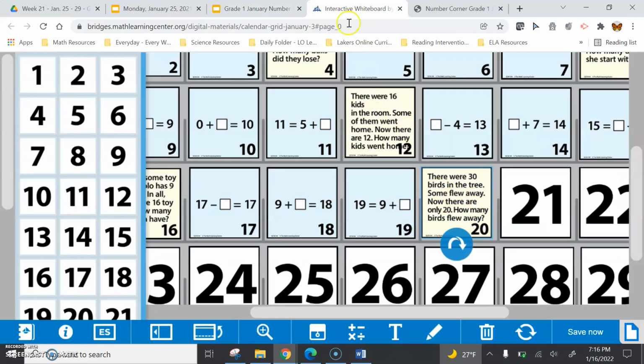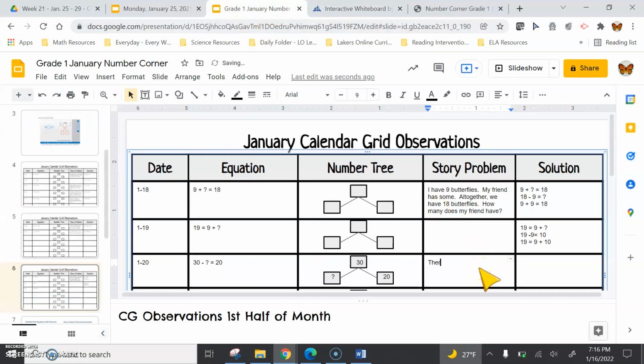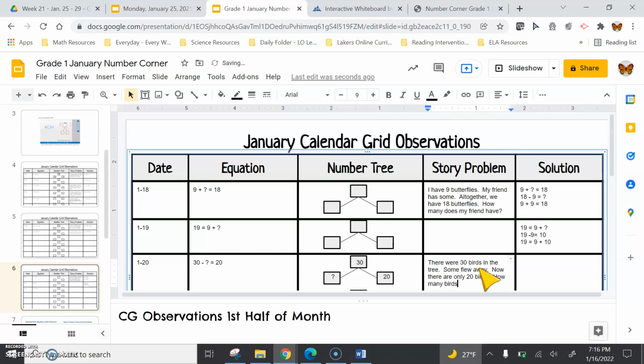It says there were 30 birds in the tree. Some flew away. Now there are only 20 birds. How many birds flew away? That's what we want to know. So again, we'll write out our math fact. 30 minus something equals 20.